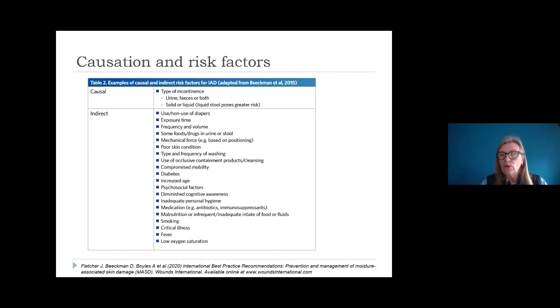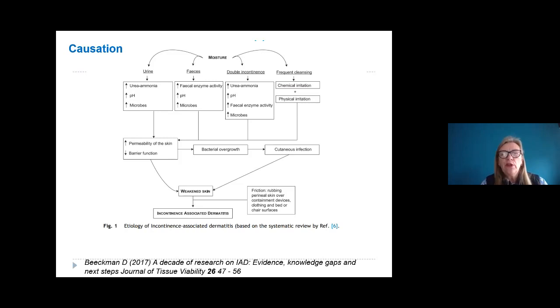Things like mechanical forces, I've talked about friction and positioning of patients, overall skin condition, general hygiene, how mobile the patient is, what age they are, and so on. So you can see there's a lot of factors that play a part. But what we need to think about is how do they all come together to cause harm to the patient's skin?